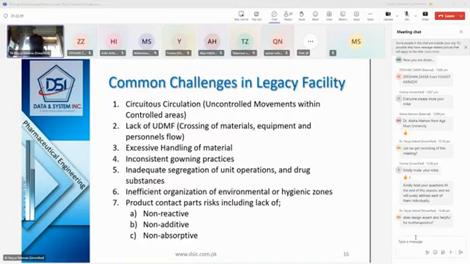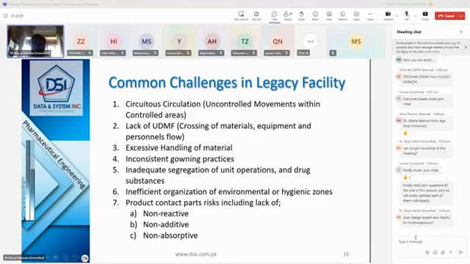So, coming back to Pakistan. Common challenges in legacy facilities. You have a legacy facility, or you have an existing facility. So what are the challenges you come across, especially while you are facing changes in the regulatory standards?